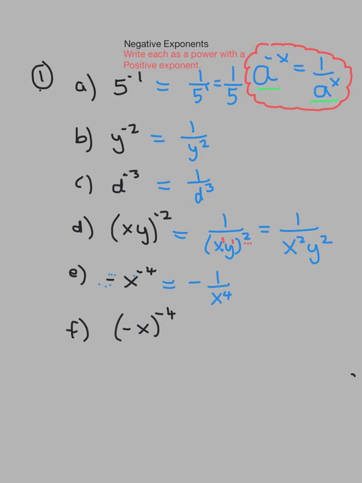And the bottom question, the negative now comes down in the bracket, and the 4 becomes positive, so that negative goes downstairs. Now, anytime you have a fourth power and a negative sign, a negative times a negative times a negative times a negative, 4 times, will be a positive. So this is 1 over x to the power 4.